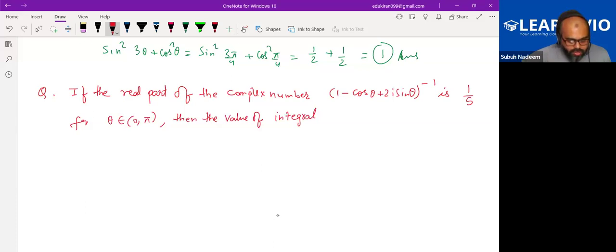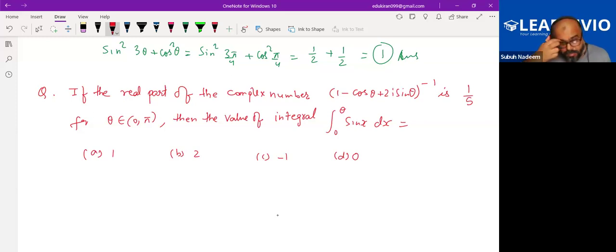∫ from 0 to θ of sin x dx is equal to 1, 2, −1, 0. So basically, our task is to find θ. That is our task. If we find θ, then we will be able to solve the question.